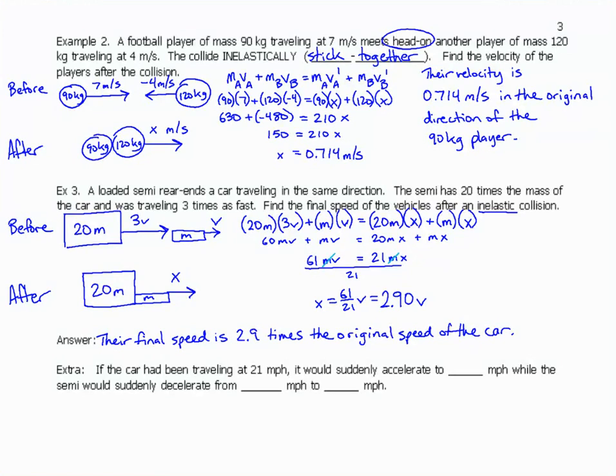So a little bit extra. If we put in some concrete numbers, and let's say that the car had been traveling at 21 miles per hour, so that's the v. If it had been traveling at 21 miles per hour, these would cancel out, it would suddenly accelerate to 61 miles per hour, while the semi would decelerate from 63 to 61 miles per hour. The effect on the semi is very small, but the effect on the car is very large.